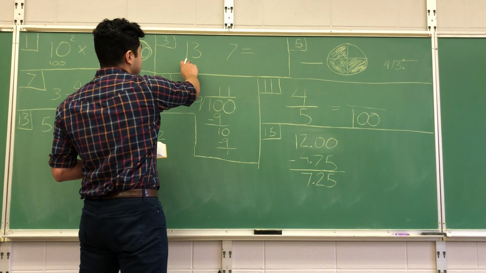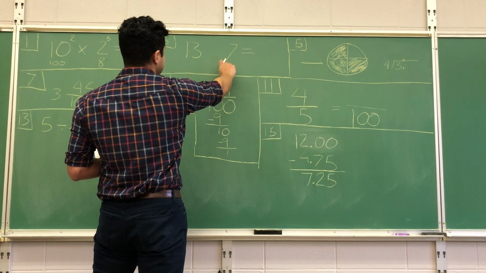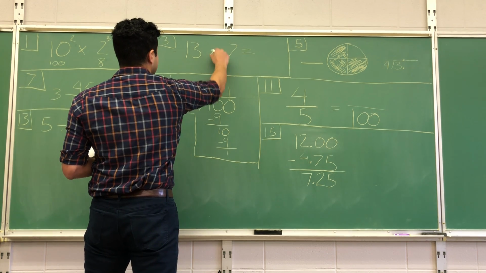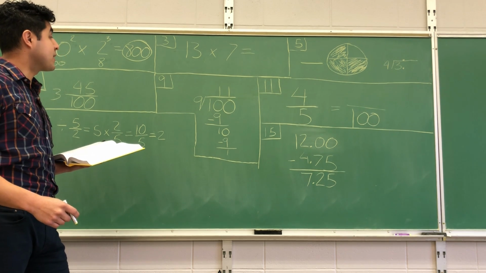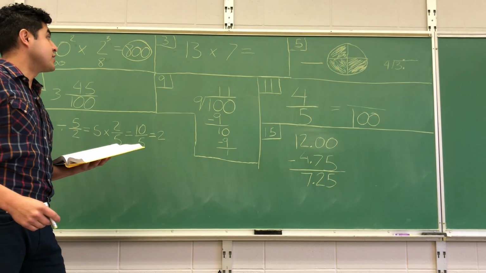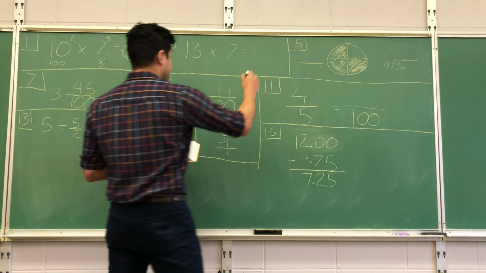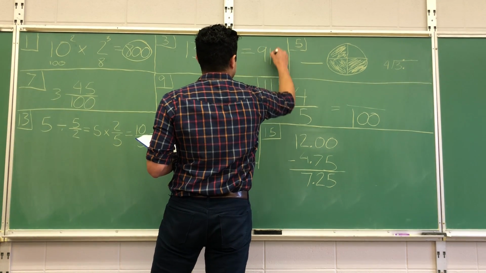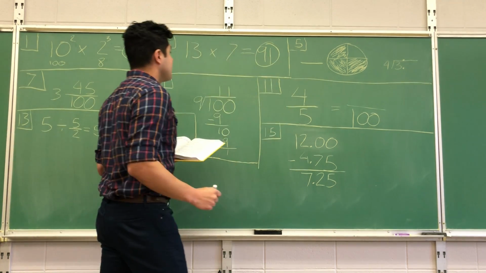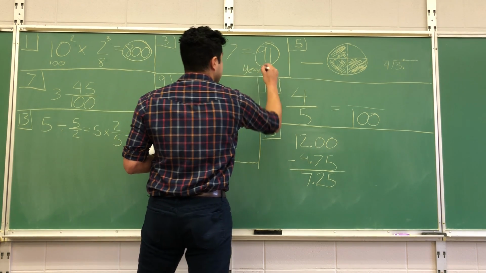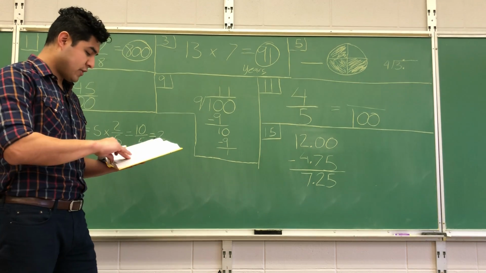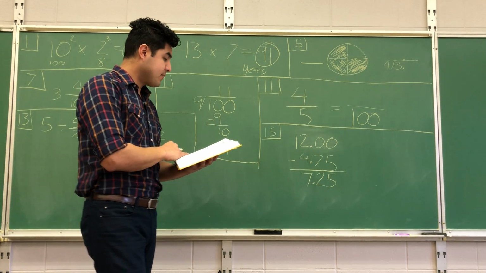13 years to every 7 years. This problem is going to be a multiplication problem. We set it up like a multiplication problem: 13 times 7, and if you haven't worked it out already, it is 91. 91 years. So we write that down. 91 years. Let's move on to number 5.